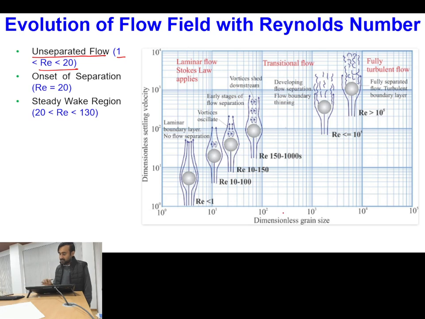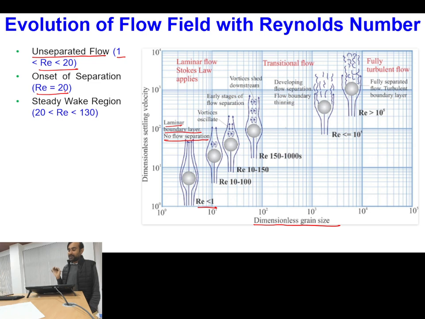This is a very generic schematic representation in terms of the dimensionless size of the sphere and the dimensionless settling velocity of the sphere, and the corresponding values of the Reynolds number are represented over here. Okay, so in this sphere you can see when the Reynolds number is less than 1, you will have a completely laminar dominated boundary layer and no flow separation.